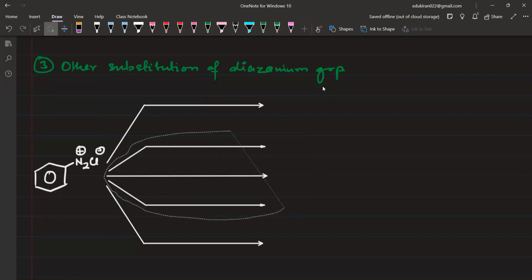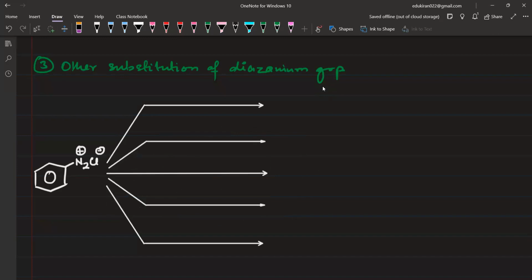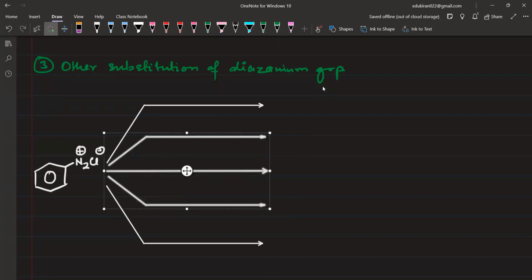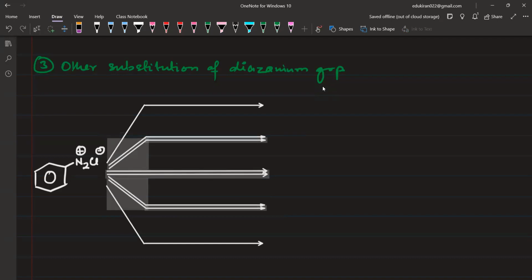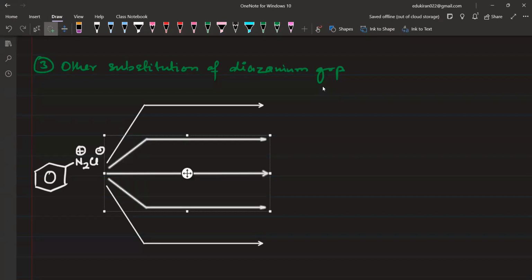It can be made bigger. Okay, let's go. Now, what are the reagents that we can use? You can use KI. When you use KI, the benzene ring remains the same. The diazonium group is replaced by iodine.